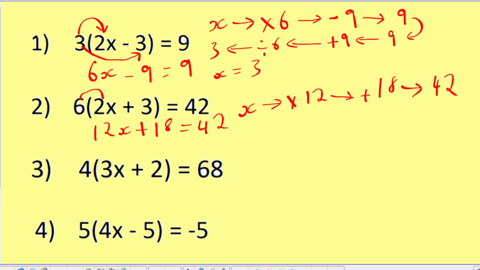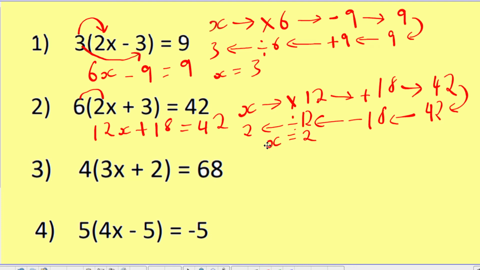Okay, put it in reverse. We've got 42. We're going to take 18, and then we're going to divide by 12. So we've got 42, take away 18, which is 24. 24 divided by 12 is 2. So here we have x equal to 2.